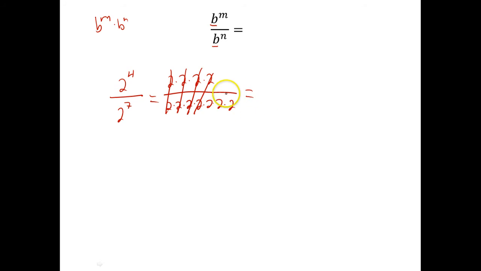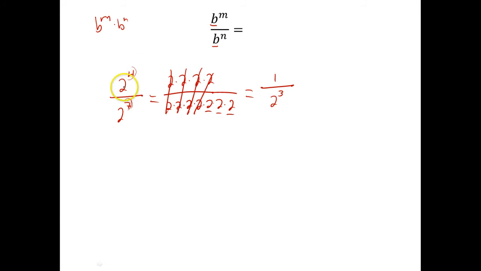What am I left with on the top? Well, all my 2's canceled, so I just have a 1 left on the top. And then on the bottom, I'm left with 1, 2, 3 2's, which is 2 to the 3rd. So where did that 3 come from? Well, the 4 and the 7, it looks like if I subtract those, something might be going on.